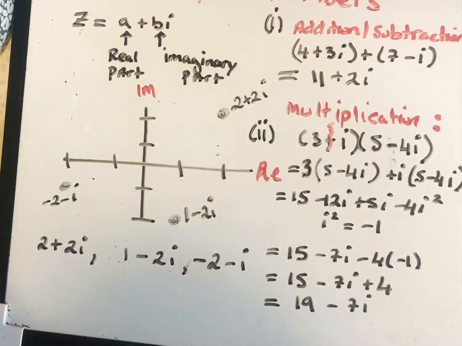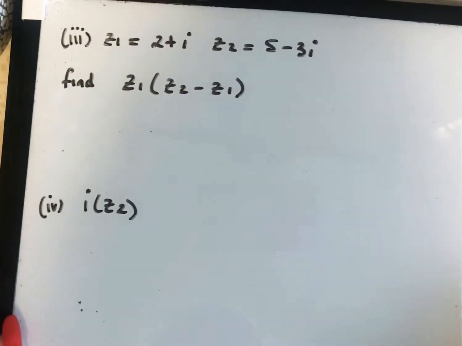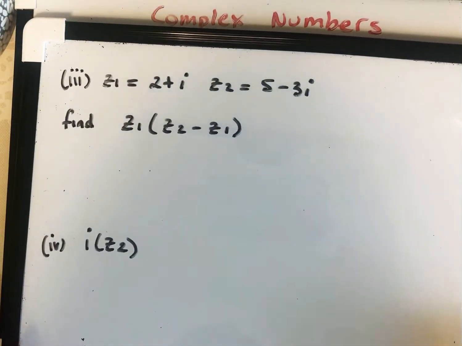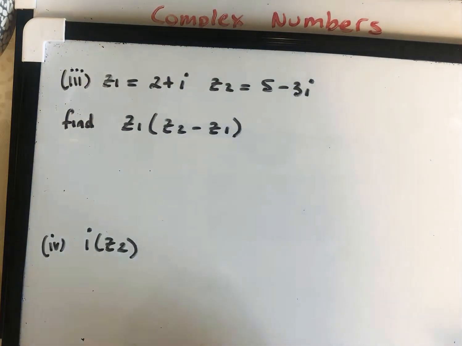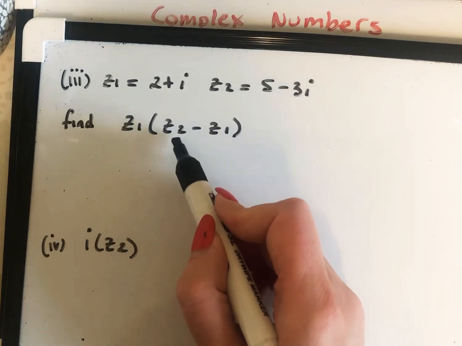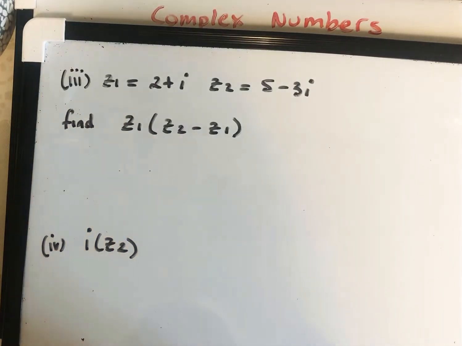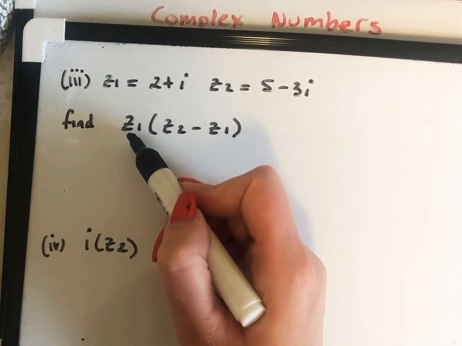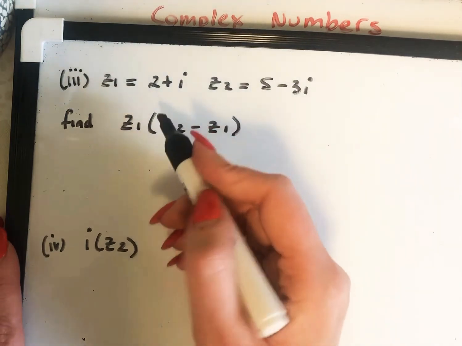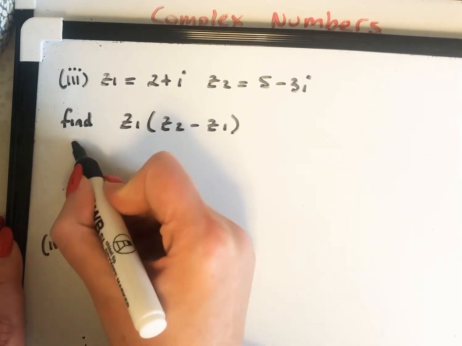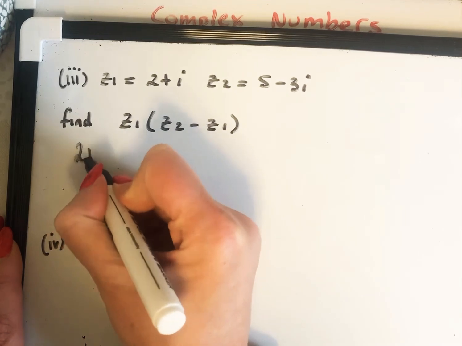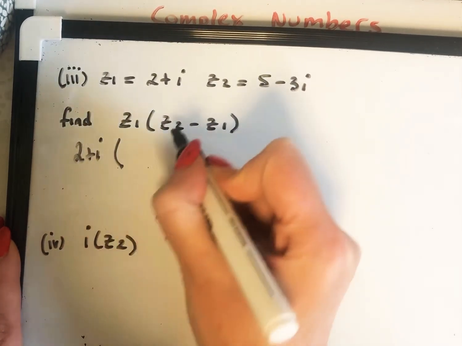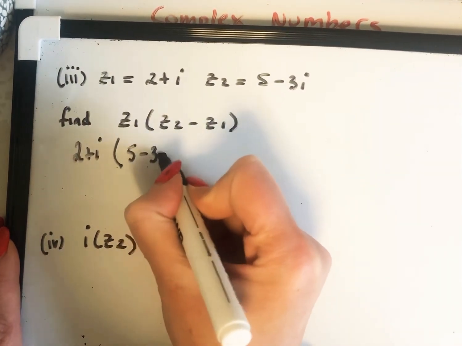Now let's move on to the next question. So we have z1 is 2 plus i and z2 is 5 minus 3i. And we have to find z2 minus z1, multiplied by z1. So let's begin by substituting in the complex numbers. So we'll take out the z's and put in the complex number instead. So here's our z1. So we're going to put in 2 plus i. And our z2 is 5 minus 3i.